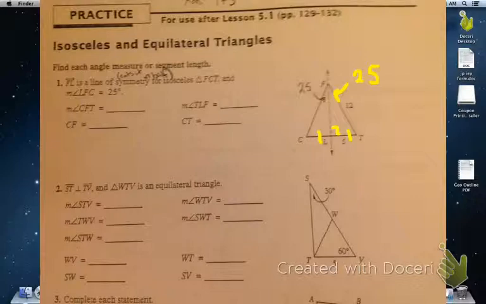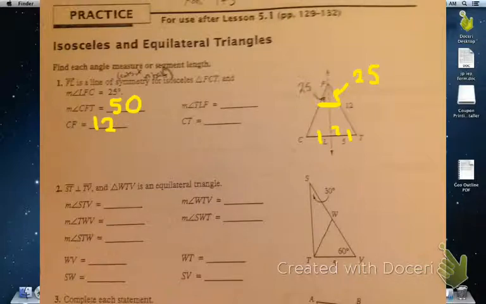So the measure of angle CFT would be the entire top together, so 25 and 25 is 50. The measurement of CF, well, if this is going to be an isosceles triangle, then that should be the same as the other side, 12.